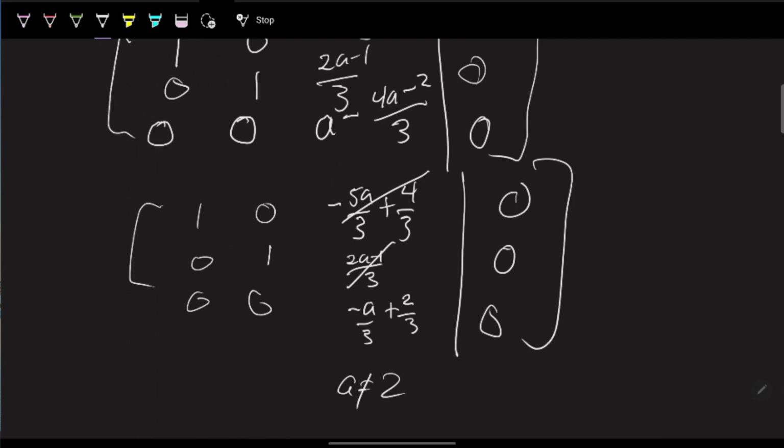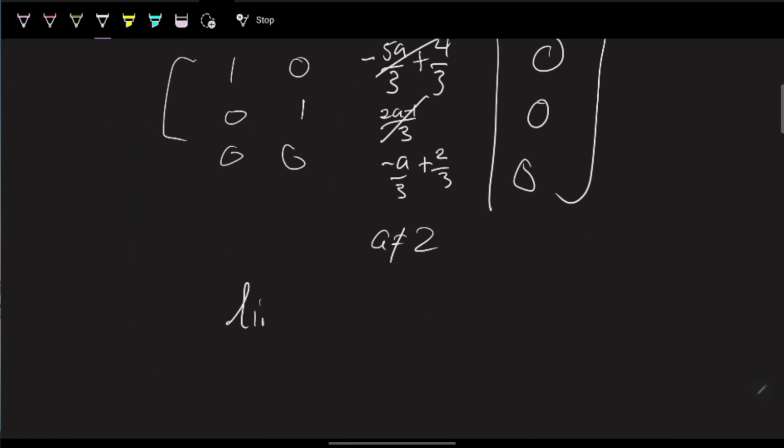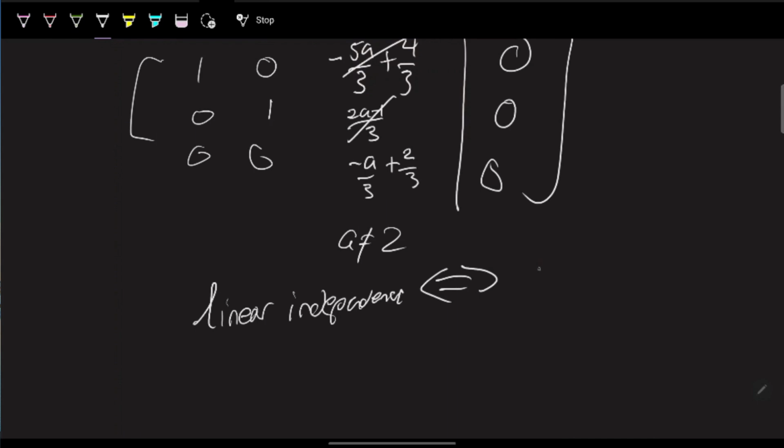So then linear independence, it would be a non-trivial or trivial? The linear trivial independence. Zero. Sure, I'll write it down. So linear independence is the same thing as no non-trivial solutions. Linear independence means that there's no non-trivial solutions.